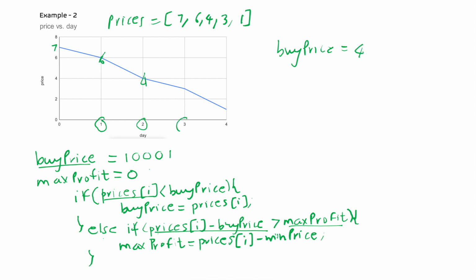On day 3, price of stock goes down even further to 3 and we cannot sell to make any profit, so we will set the buy price to 3. And finally on day 4, price of the stock has gone down even further to 1, which means we cannot sell to make any profit, so we will set our buy price to 1. By this time we have finished iterating through our array and we can make no profit, and we will simply return the max profit of 0.